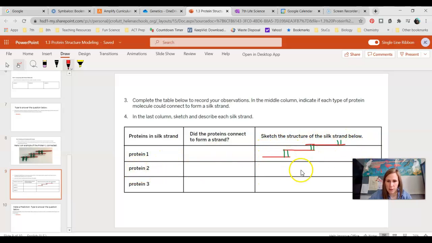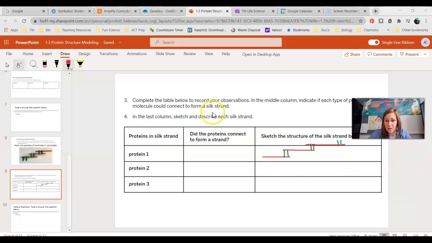So how might protein 2, if we took 3 molecules of protein 2, how might they connect together? And same with protein 3, how might they connect together? And then for the answer, you can just write yes or no in this box. So did the proteins connect to form a strand? In this case, were we able to hook those proteins together? The answer is yes.